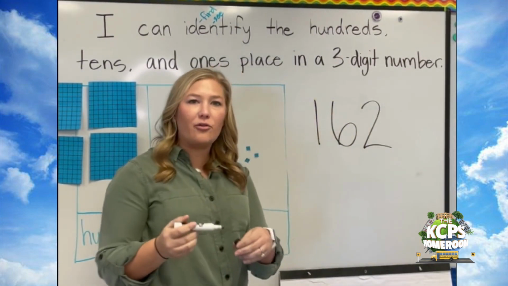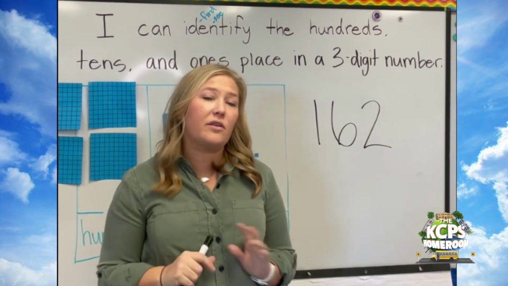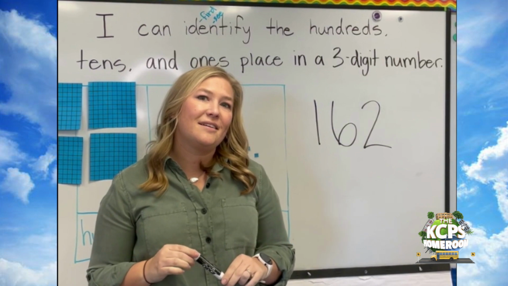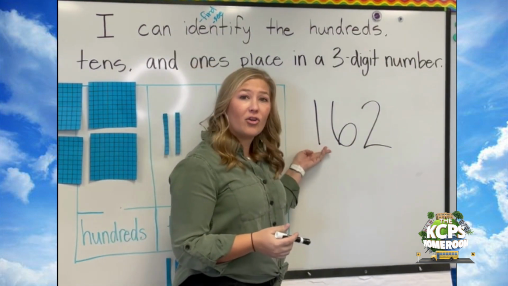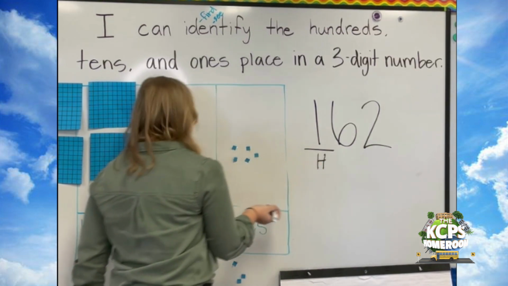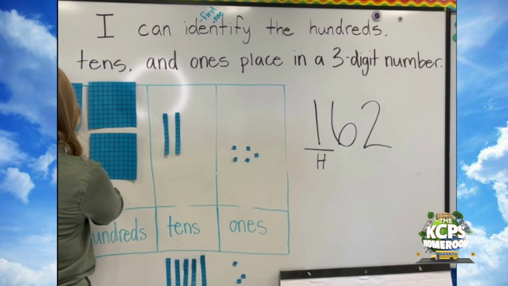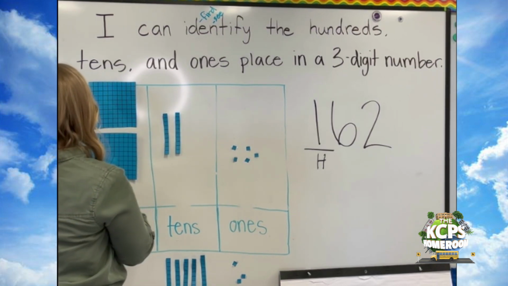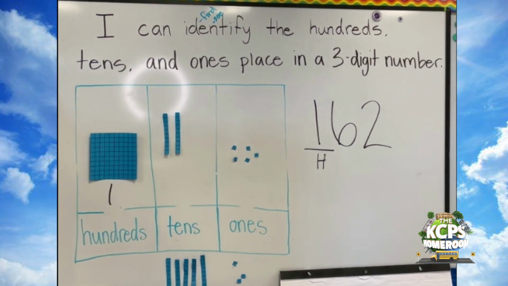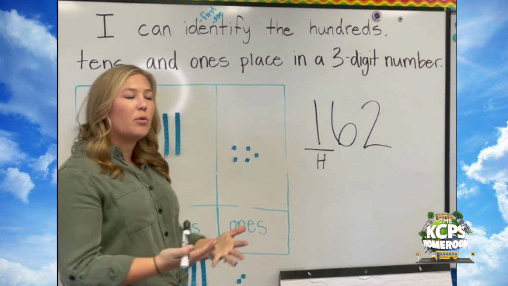Let's say we have the number 162. What number is in the hundreds place? What number do you see? What number do you hear that's in the hundreds place? That's right, we hear 162. So we know we have 1 in the hundreds place. So I can pull all these other guys off. And now I have a hundreds flat to represent the 100 in the number 162.